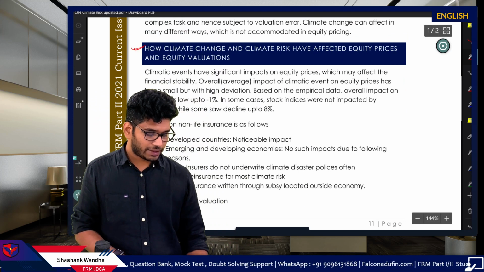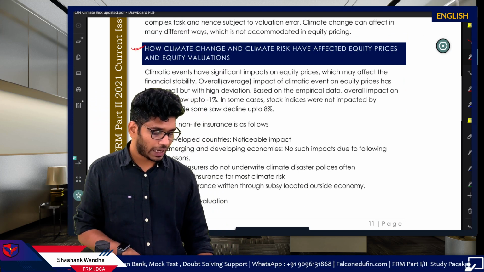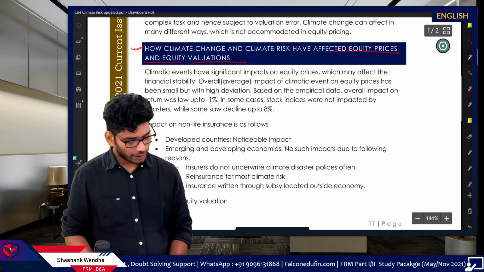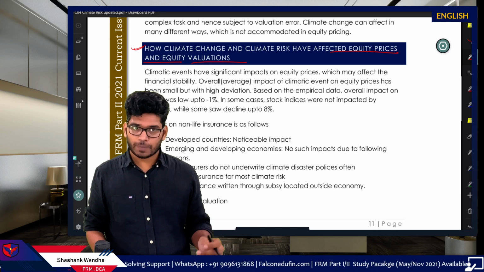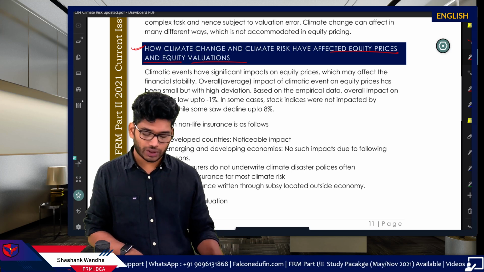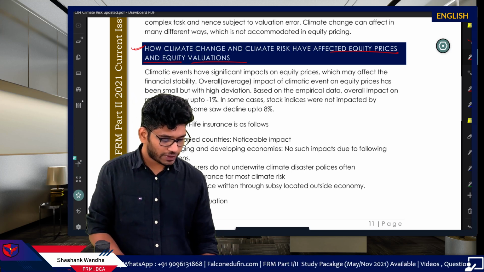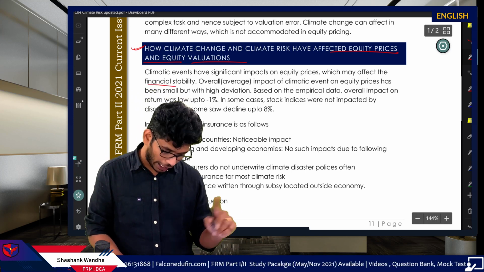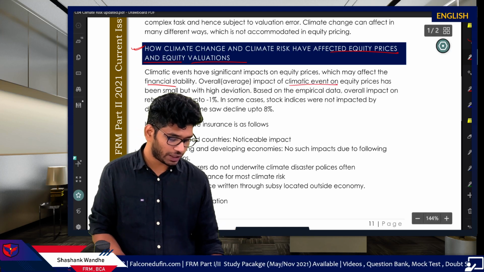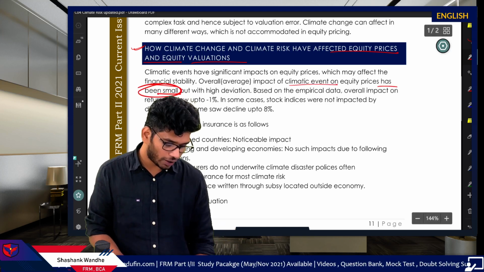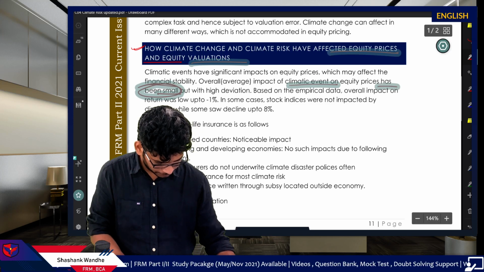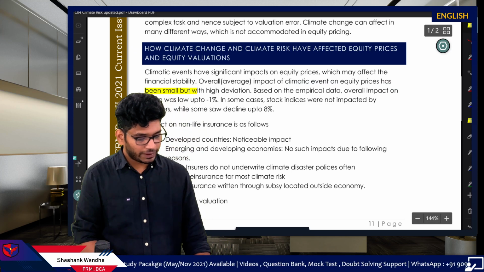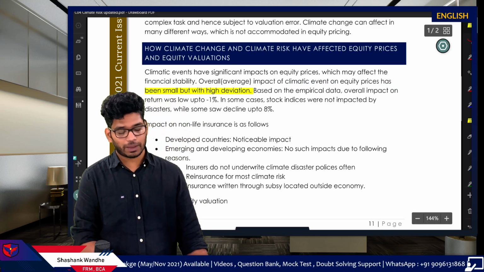The next learning objective is how climate change and climate risk have affected equity prices and equity valuations. Again, this is a very fact-specific reading, so you have to remember points here. Climatic events have a significant impact on the equity prices, which may affect the financial stability. Overall, the average impact of the climate events on the equity prices has been small. Remember this. Has been small, but with high deviation. This is a testable point.